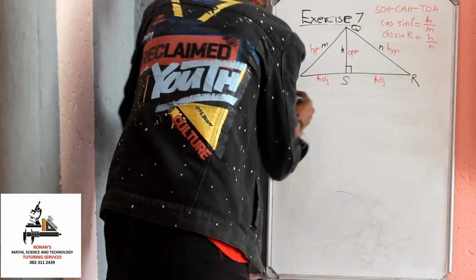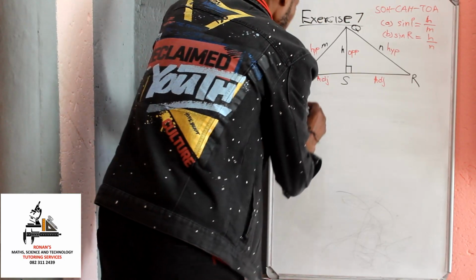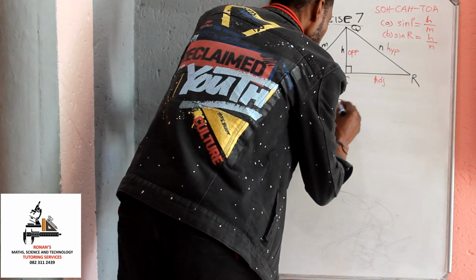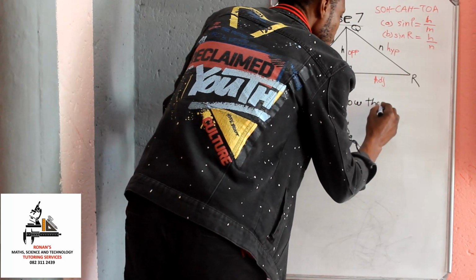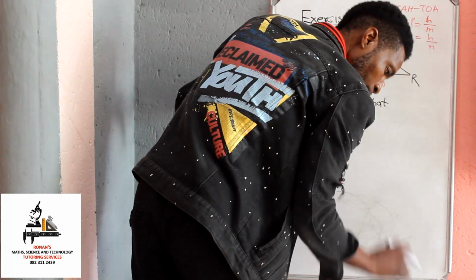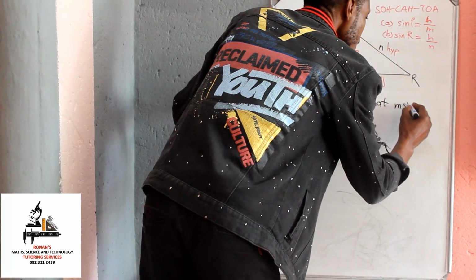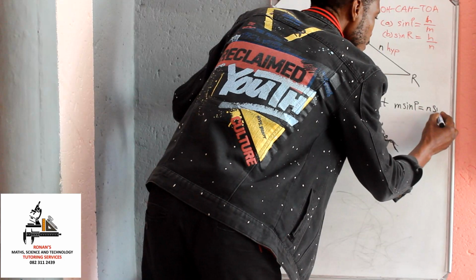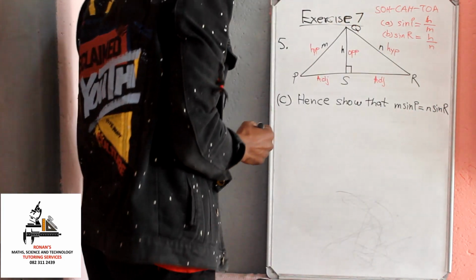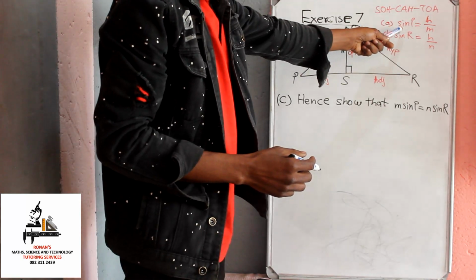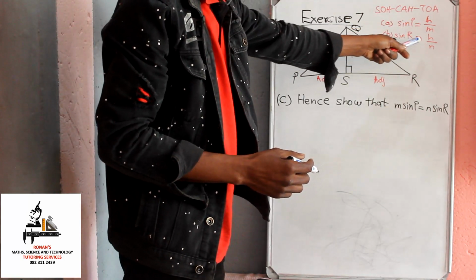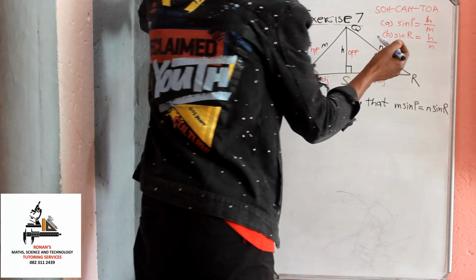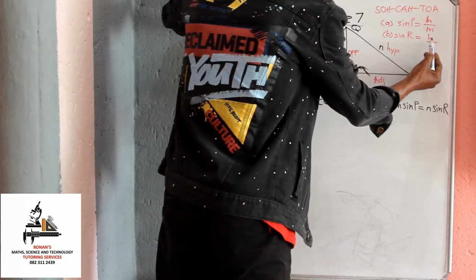C then says, hence show that M sin P is equal to N sin R. Now remember we had those two equations, sin P equals H over M and sin R equals H over N. Now they've got a common variable, which is H.